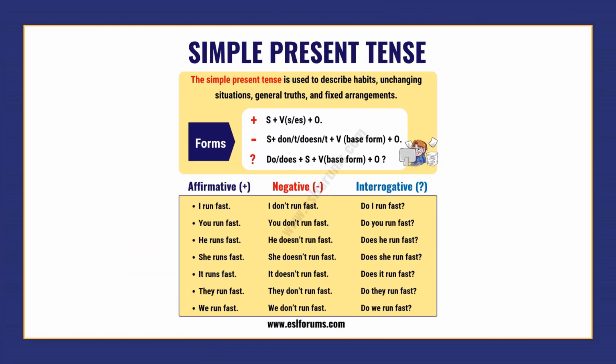The simple present tense is the main grammar focus of this unit. As you can see in this slide, it tells that the simple present tense is used to describe habits and changing situations, general truth, and fixed arrangements. That's why simple present tense is used to describe your daily routines, daily activities. I'd like to ask you to analyze the difference between affirmative, negative, and interrogative sentences in this slide.